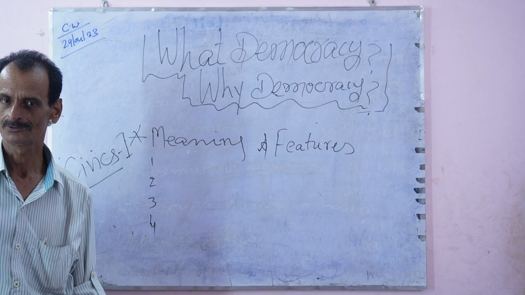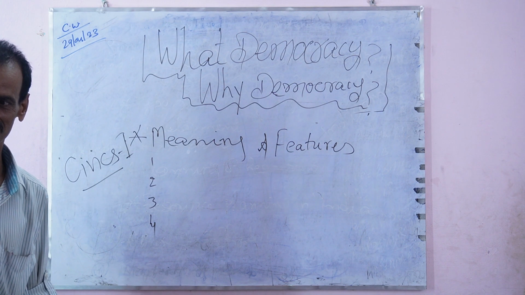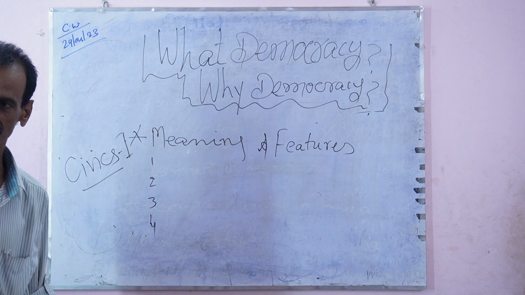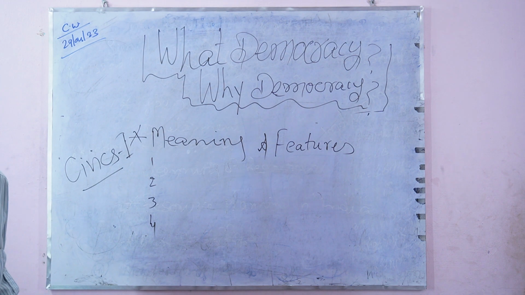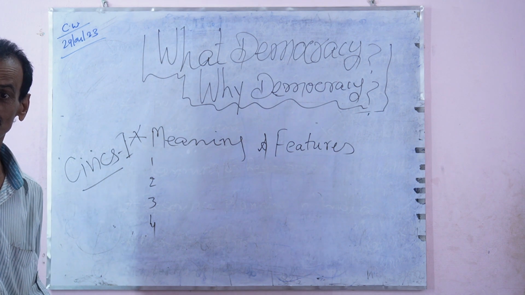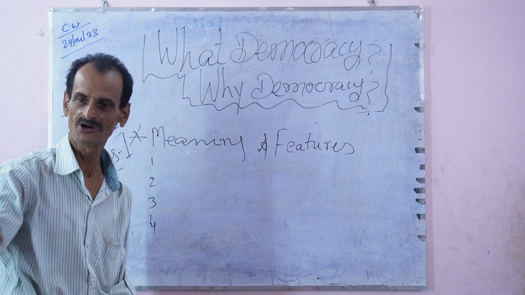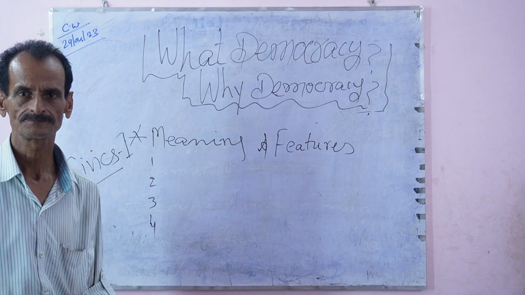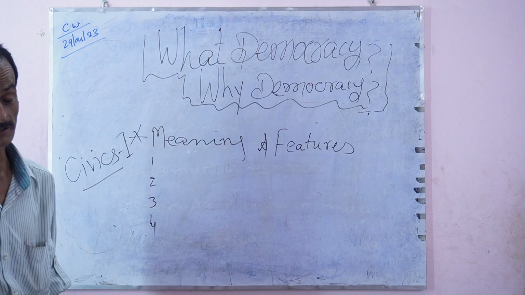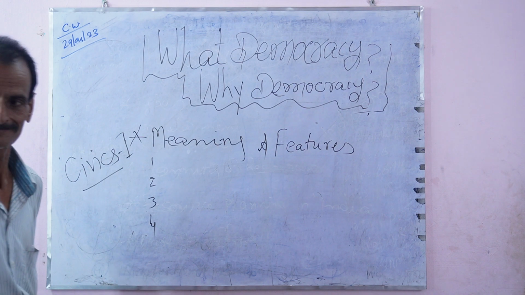Rule of law and citizens' right. Government should run under the rules and regulations, the constitution. And our fundamental rights are superior to the power of government. Our fundamental rights must not be seized. So government should run, but under constitutional law, under citizens' rights, fundamental rights.